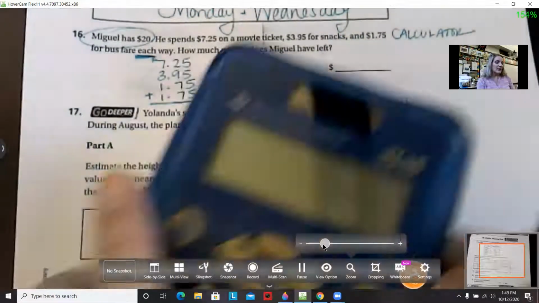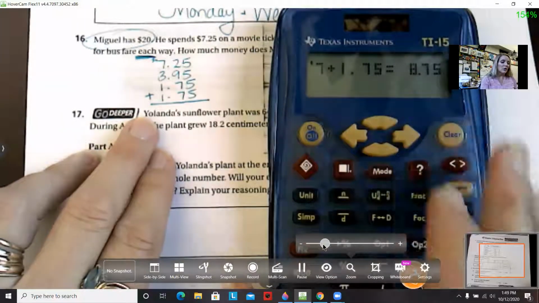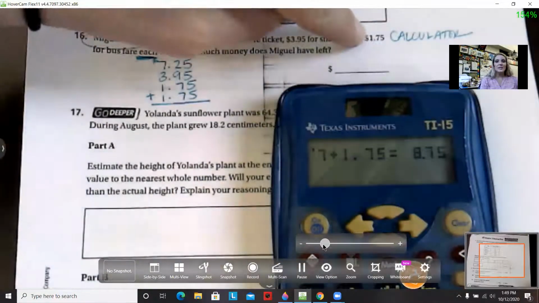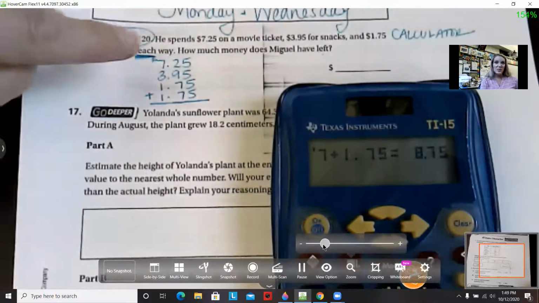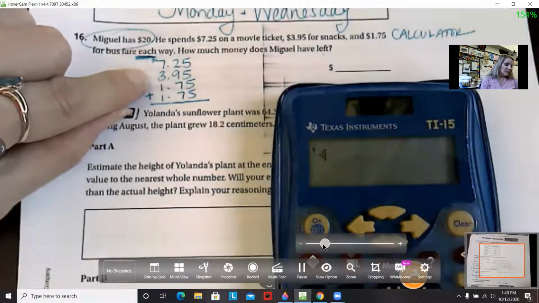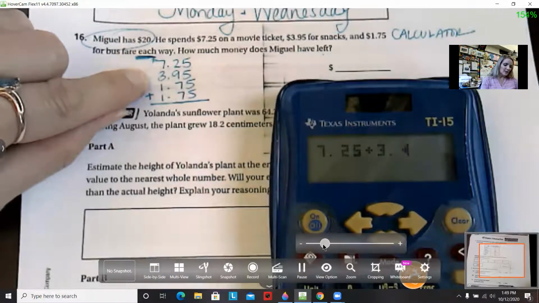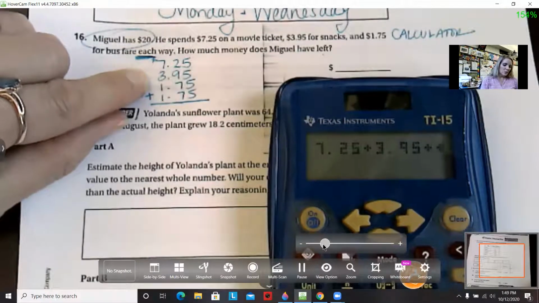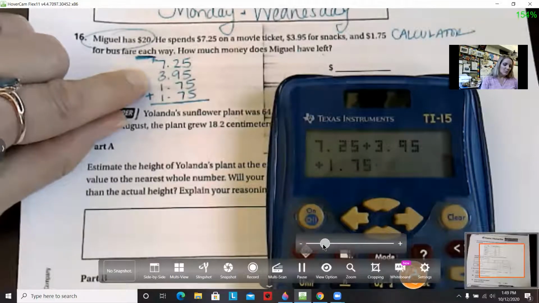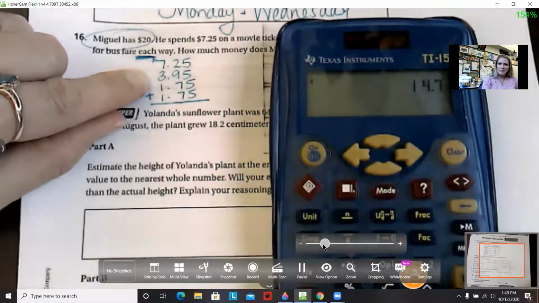You can use your calculator. Now, kiddos, on Thursday's test, there are definitely problems like this where you might have to look into the question and see, oh, $1.75 each way. So that means you need to put that in there twice. Okay, so you have to be a smart thinker. Let's add up these 4 numbers, $7.25 plus $3.95 plus $1.75 plus another $1.75. Press your equal sign, and I got 14.7.